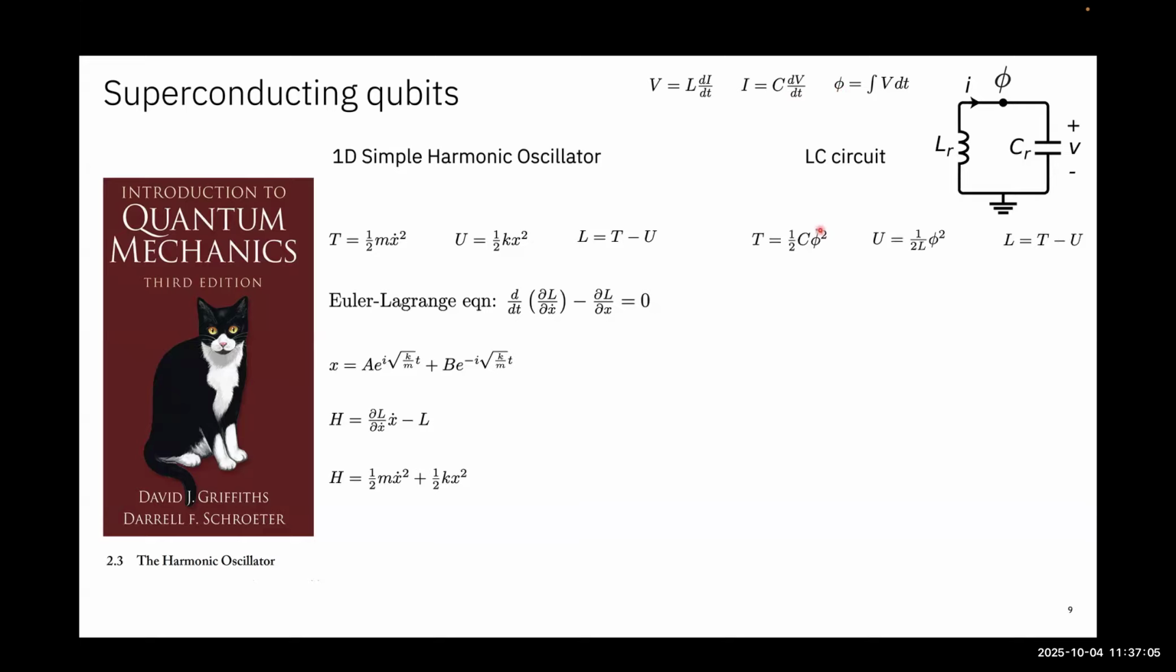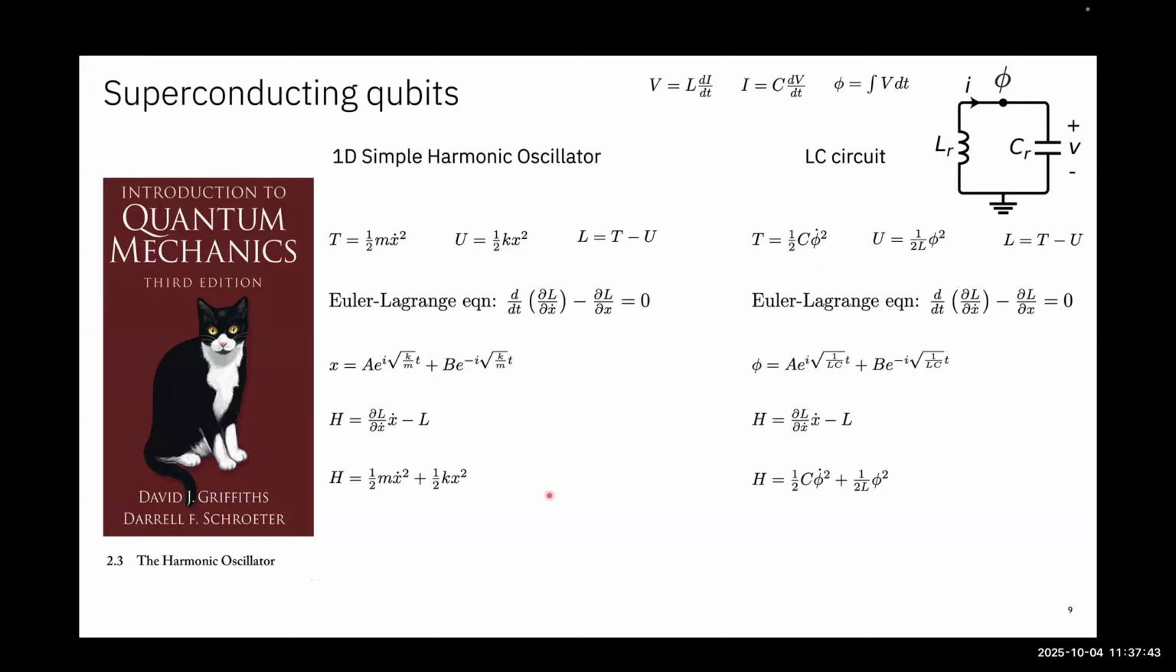Exactly, we can do the same thing and calculate the kinetic and potential energies for this circuit. Here I'm using flux as the generalized coordinate, just as we used x before. Then we can do exactly the same thing: get the Lagrangian, calculate the equation of motion. Here we can see it's a harmonic oscillator, oscillating at frequency 1 over root LC. Then you can also get the Hamiltonian.